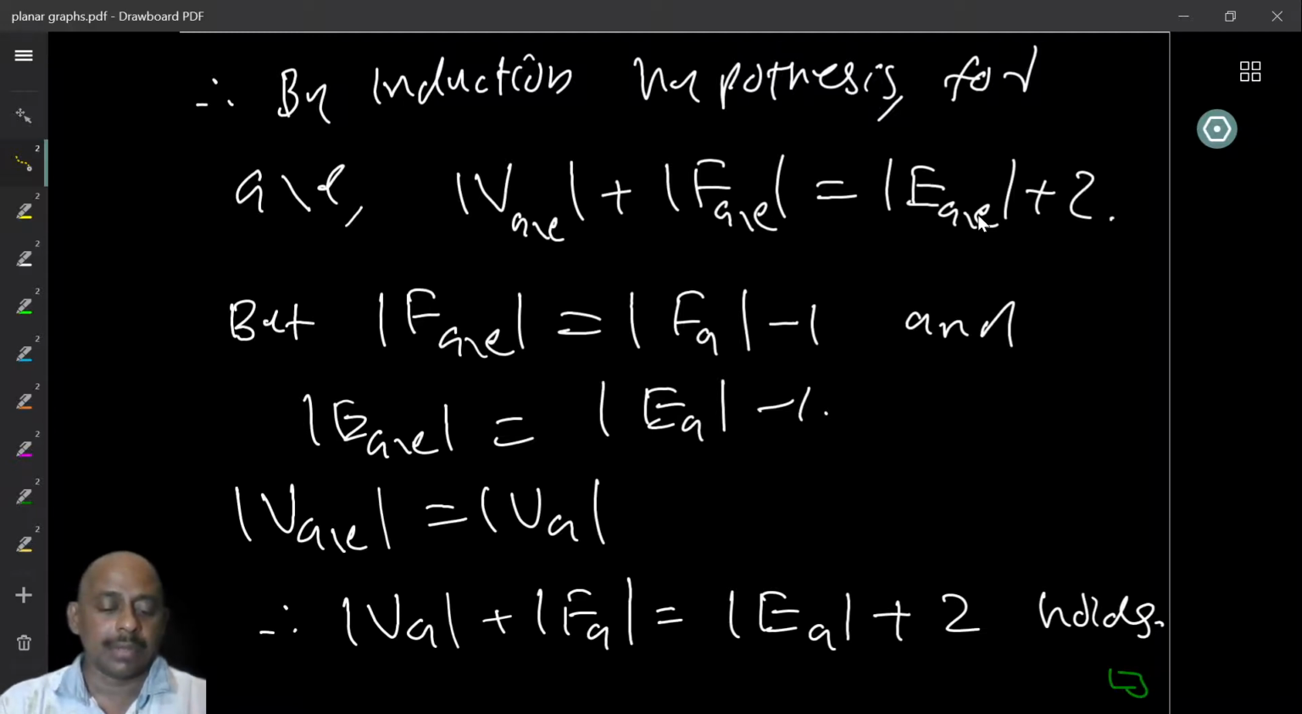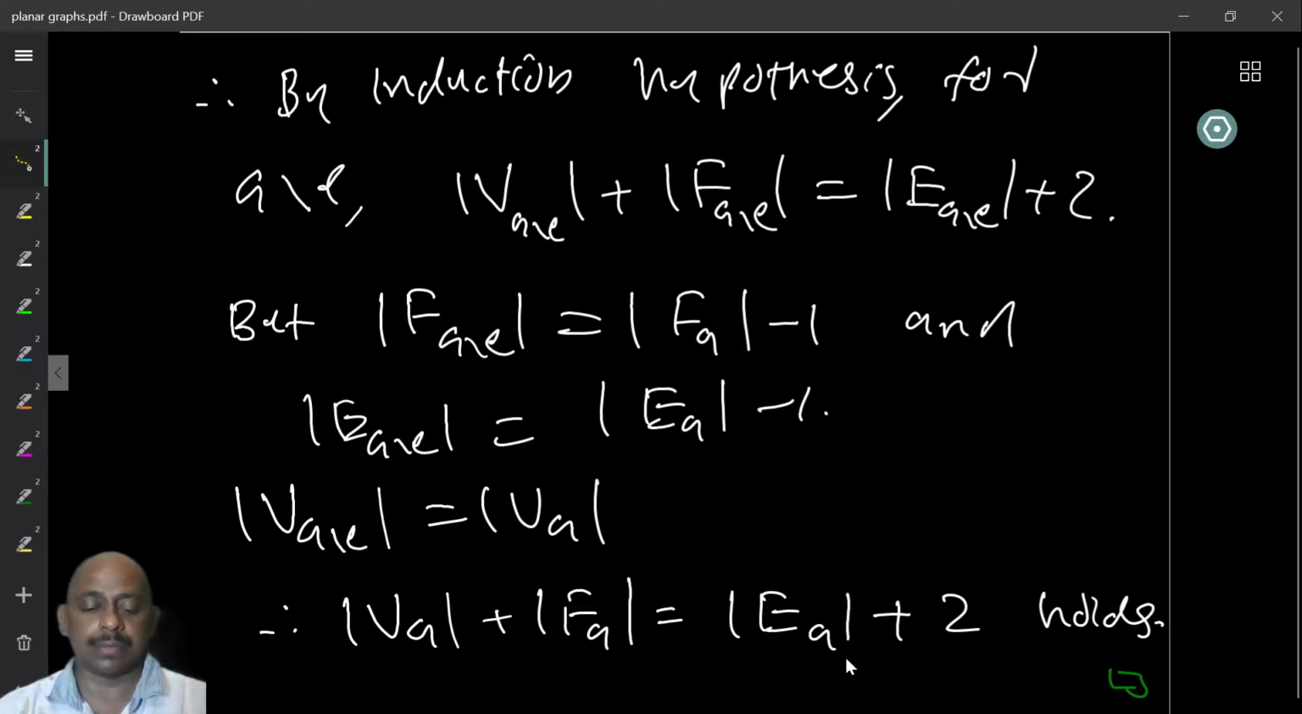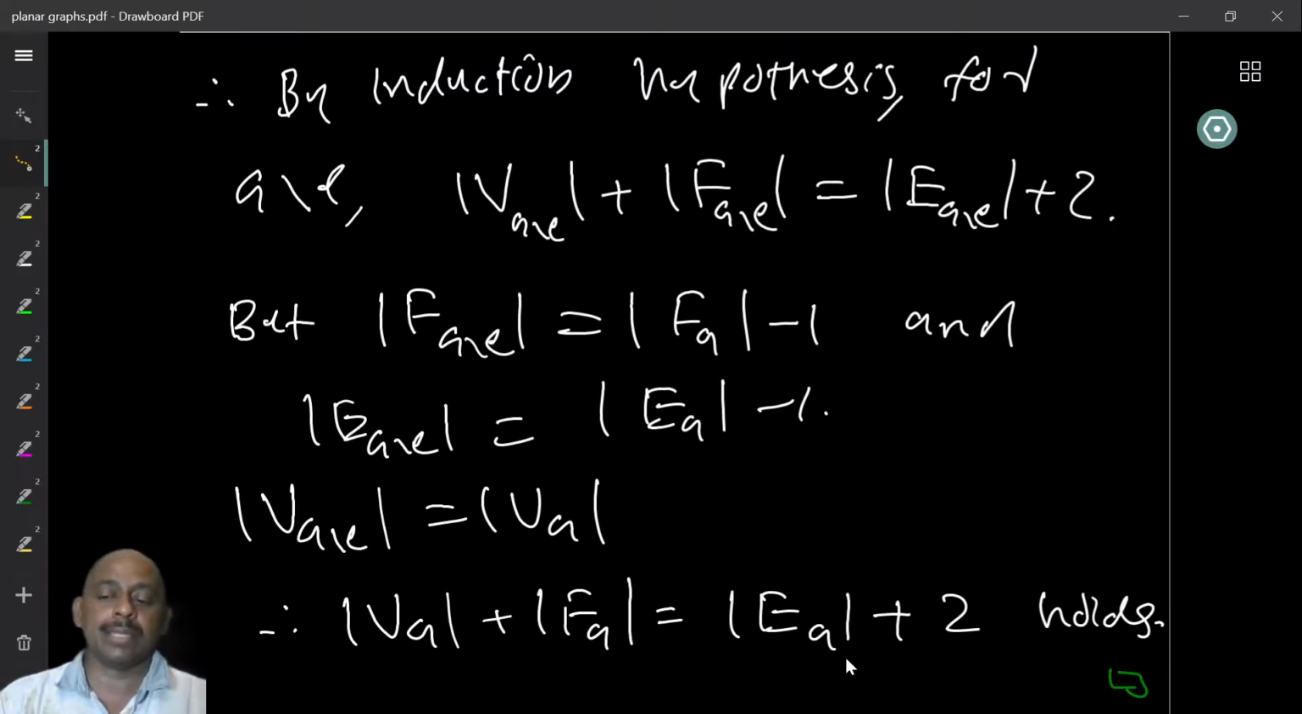So therefore, the cardinality of V of G plus the cardinality of F of G, the number of faces of G, is equal to the number of edges in G plus 2. This also holds. So I just added or subtracted, whichever way you want to look at it, 1 from both sides of the identity. So therefore, we have the proof of Euler identity. So for any connected plane graph, the number of vertices plus the number of faces is equal to the number of edges plus 2.